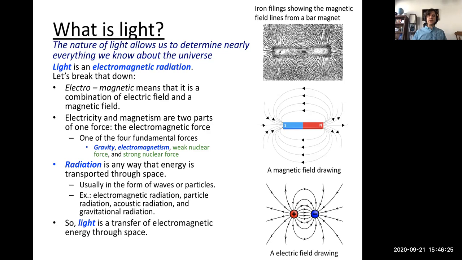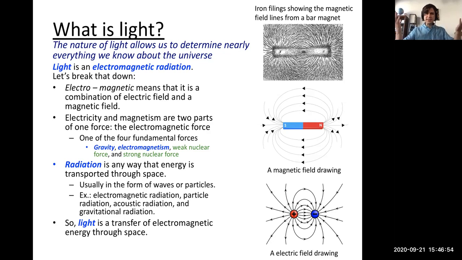So radiation is just a way to transport energy. You can think about it as a way that you can transport information, which is what we're after, information about the universe. It's taking something in energy and putting it somewhere else in the universe, carrying that information with it. So it's also an electromagnetic field. It's electromagnetic. So light is the transfer of electromagnetic energy through space.